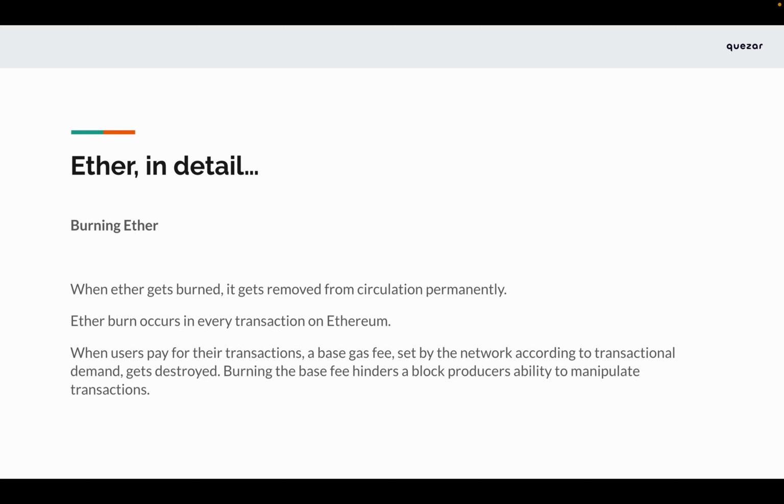So we talked about adding new ether to the network. There's also a process called burning, where ether is removed from the circulating supply permanently. This also occurs on every transaction on Ethereum. Whenever users pay for their transaction, the transaction fee is divided into two parts, a base fee and a priority fee. The base fee of the transaction, which is set by the network according to the demand of the network, is destroyed in the process.